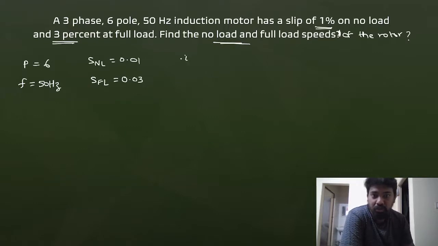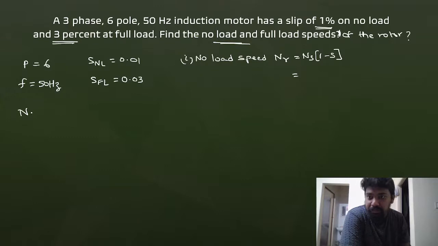Now, let us find the no load speed first. Rotor speed is generally given as NR equals NS into (1 minus S). Direct substitution. What is the value of synchronous speed? We need synchronous speed here. The formula is 120 F by P. 120 into 50 by 6 will be 1000 RPM.